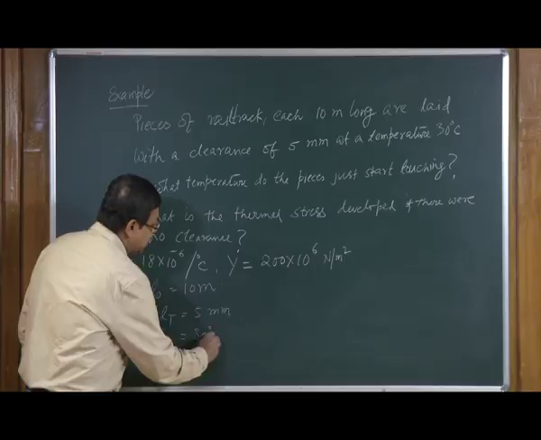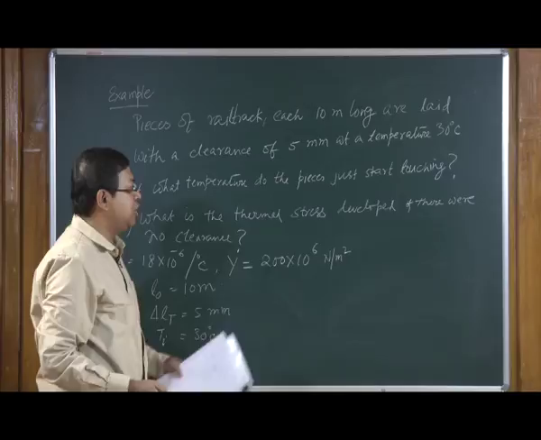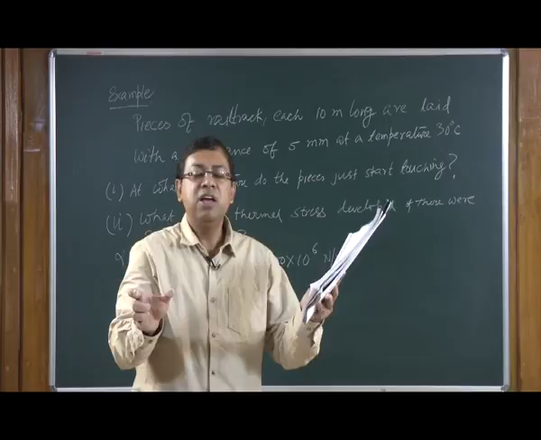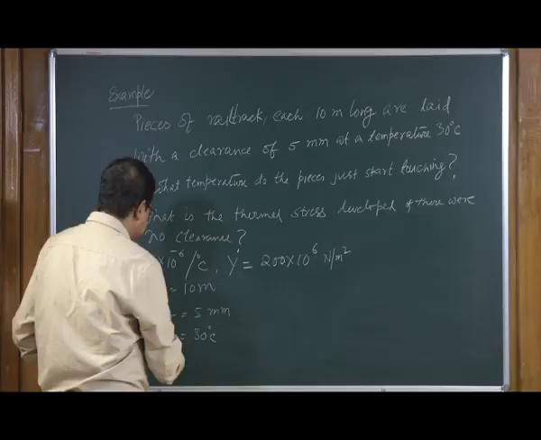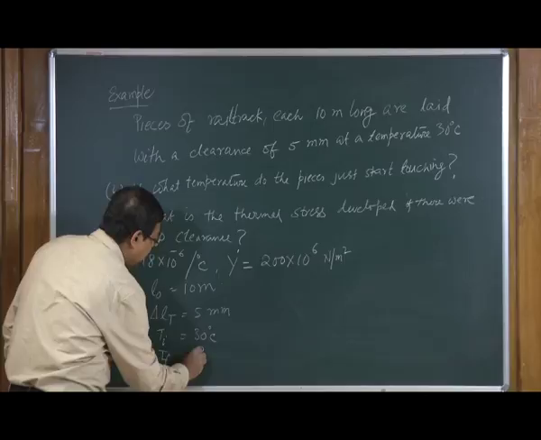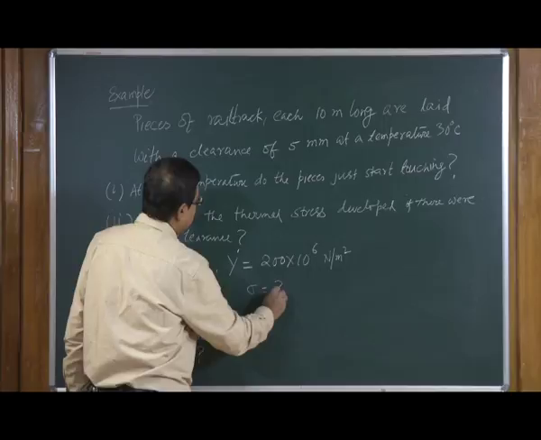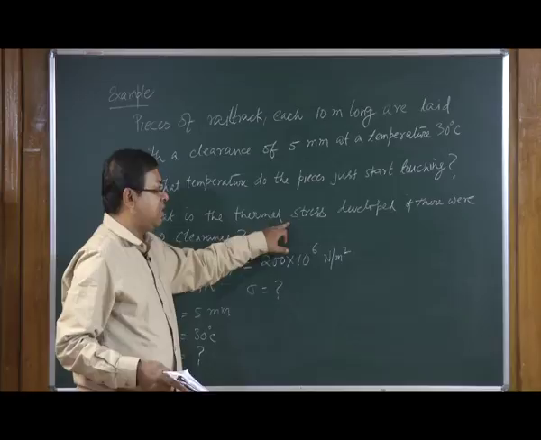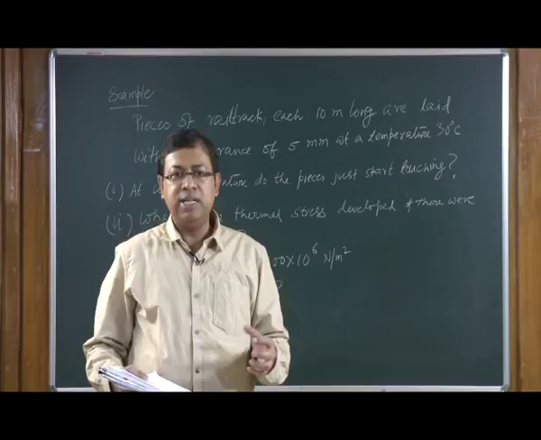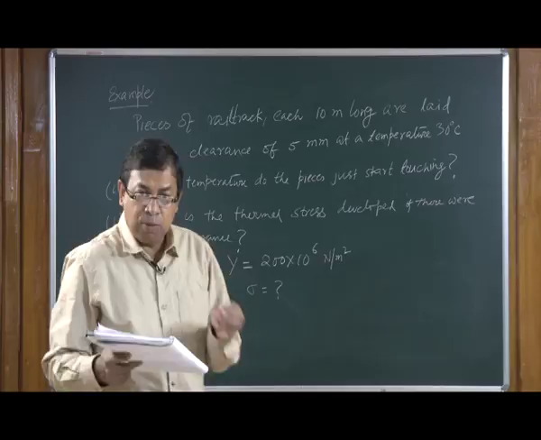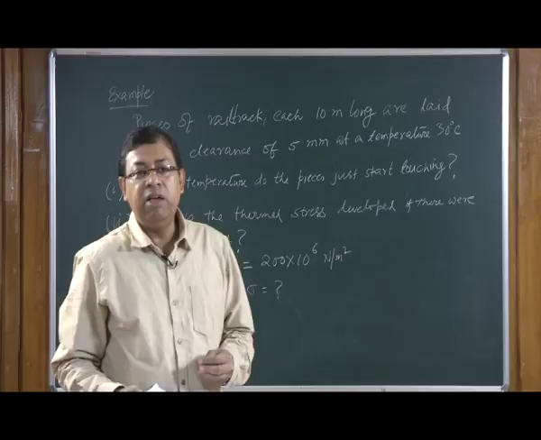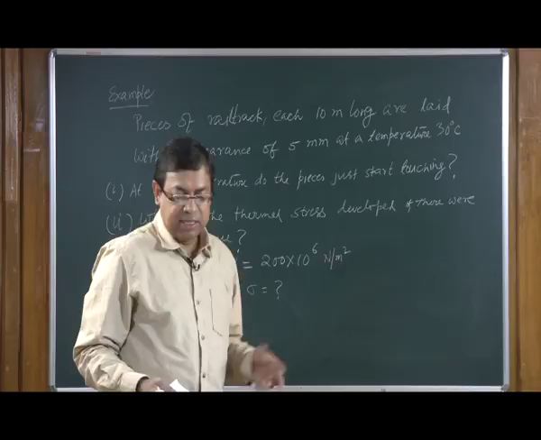And in the first part of the question, which says at what temperature do these pieces come closer, that is, they just touch each other, which means that they fill this 5 millimeter of gap that is there, and so that's the first thing. And the second thing is to find out what is sigma, which is asked in the second part of the question, which says what is the thermal stress developed if there were no clearance. So, had there been no clearance, they would have expanded and caused thermal stress, which, as I told you, could lead eventually to breaking of the material, depending on the hardness and the toughness of the material that we have talked about.